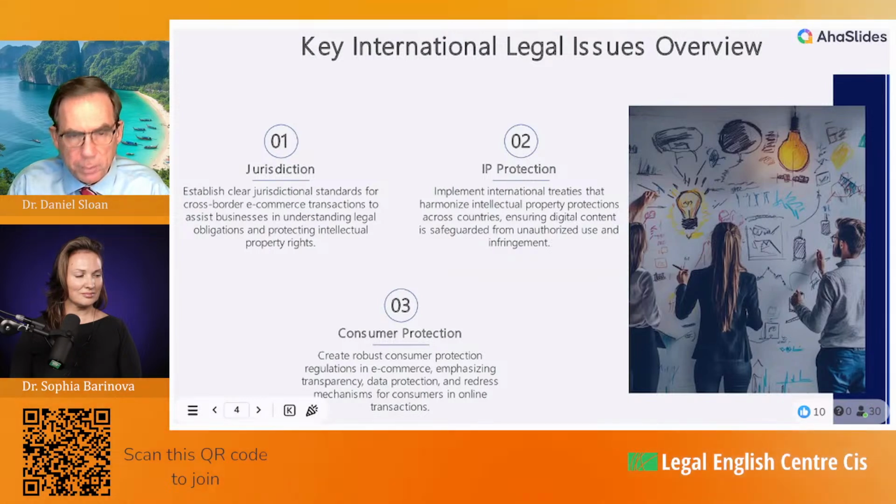We want to create robust consumer protection regulations in e-commerce that emphasize transparency, data protection, and redress mechanisms for consumers in online transactions. So we want to be able to give confidence to the consumer that what they're purchasing is legal, it's valid, that they have the right to use that content as it is told to them.